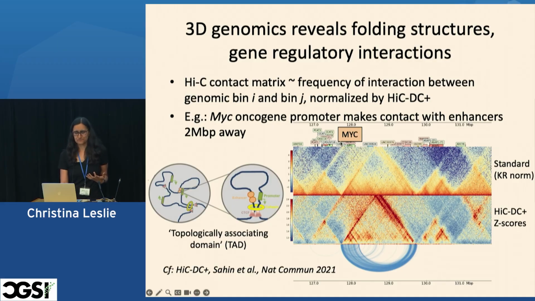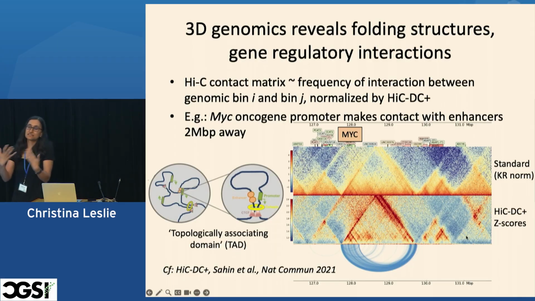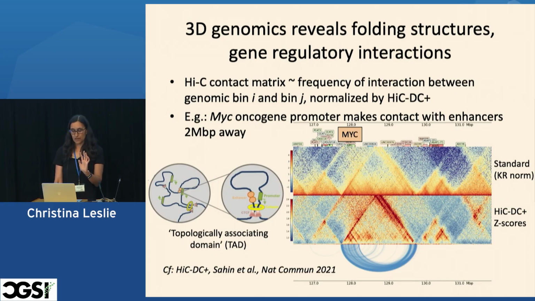And in particular, this is the MYC locus. MYC is an important oncogene. It's famous for having enhancers that are 2 megabases away. You can see them very clearly. You can actually see other structures. But this is the kind of information we're trying to get out of Hi-C. Who is talking to whom, and in particular, what enhancers are regulating what genes, what promoters.